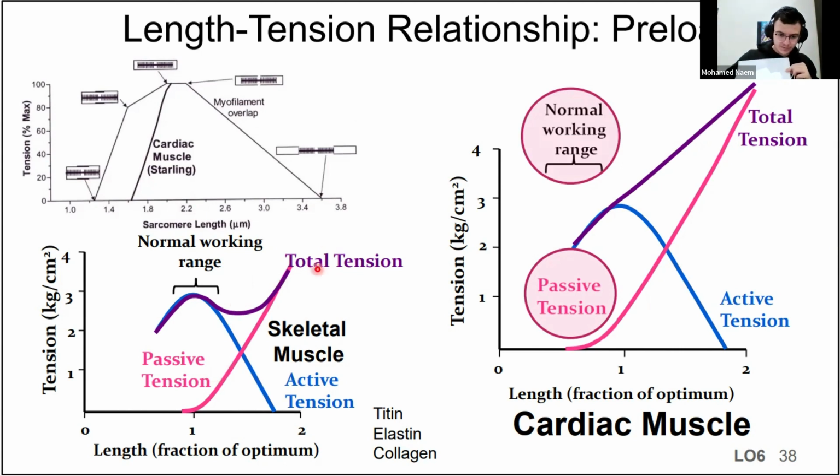Look how fast it goes up. The passive tension is just tension produced because we're stretching the muscle, but the muscle cannot get longer than this. That's why tension is getting higher and higher and higher. Okay, so that's the whole idea of the passive tension.